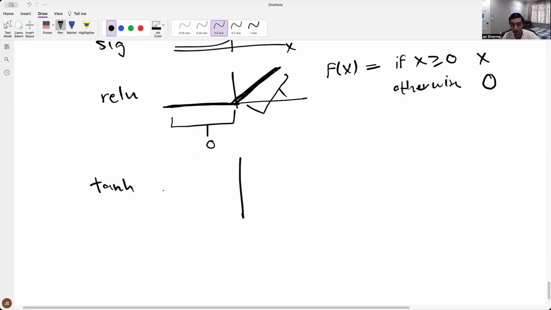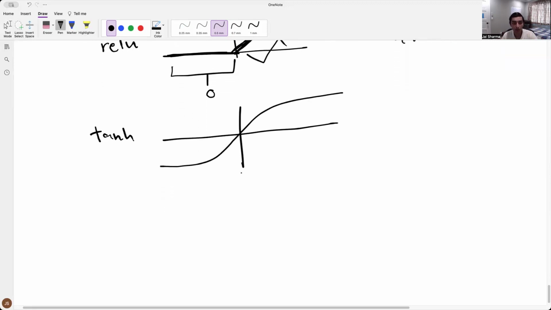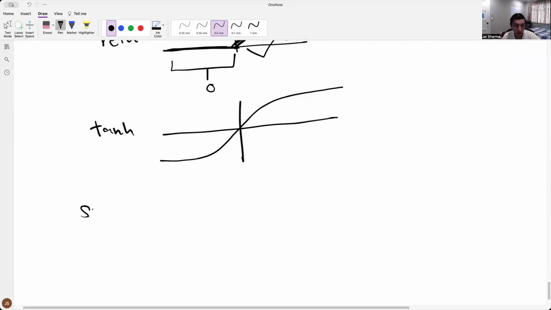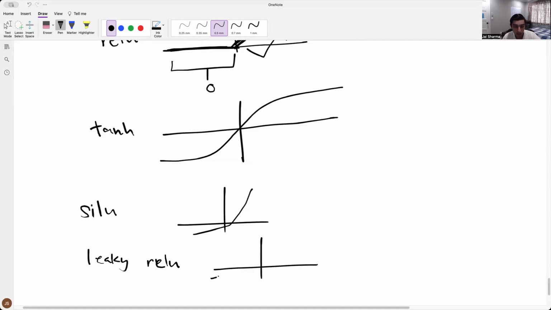that's kind of shifted around. So this is what tanh looks like, right? And tanh is literally just sigmoid, but it's kind of stretched and moved around. And I guess there are other variants like SiLU, which I think is a variant of ReLU. It looks something like this. And then there's like leaky ReLU, which looks like this.